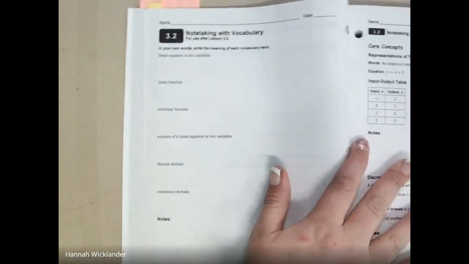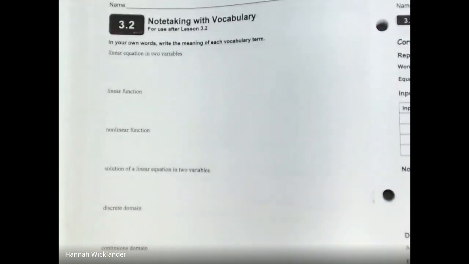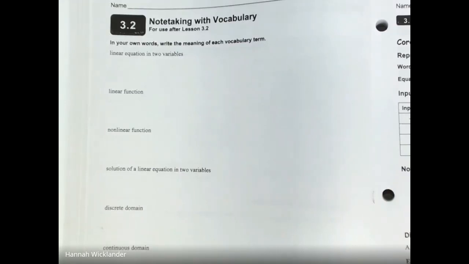What's the title? Linear functions. So if we're thinking about the word linear, what do you think the word linear means? If you do know, you can tell me, but if you don't know, the word linear means line or straight line. So when I see the word linear, I think of straight line.